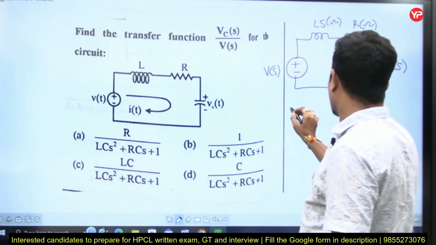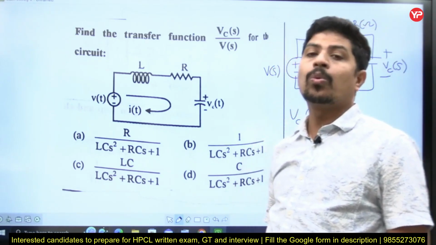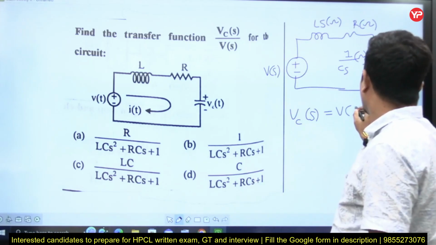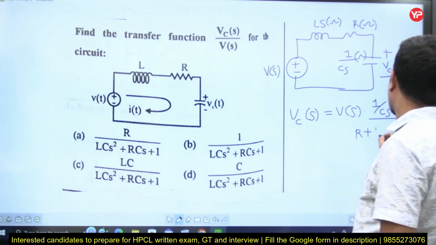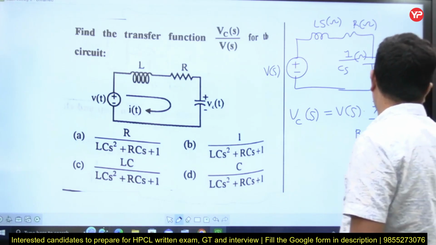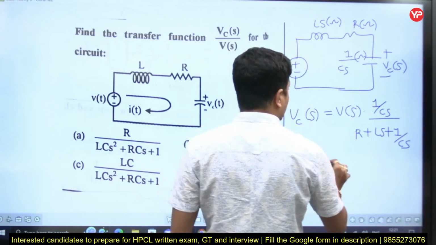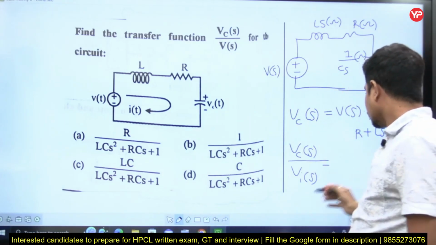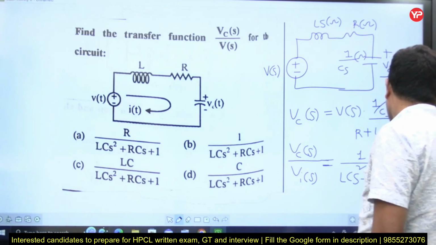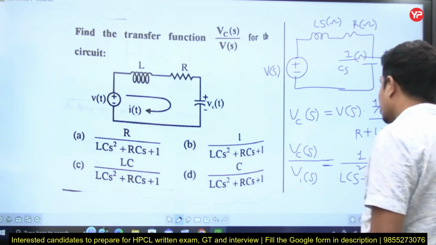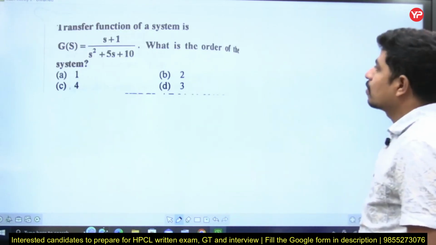Transfer function, according to the voltage division formula: output voltage Vc(S) is equal to input voltage times output impedance over total impedance. So Vc(S) by Va(S) is equal to 1 by LCS square plus SCR plus 1. So option B, 1 by LCS square plus RCS plus 1. Let's go to the next question.